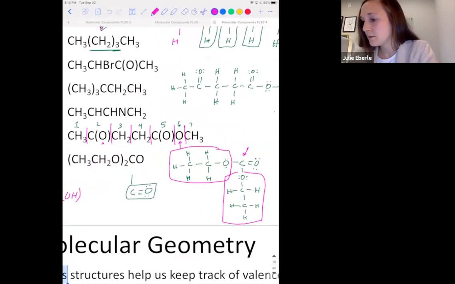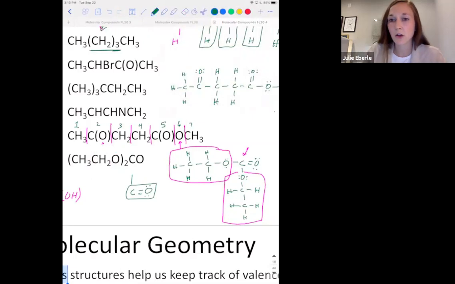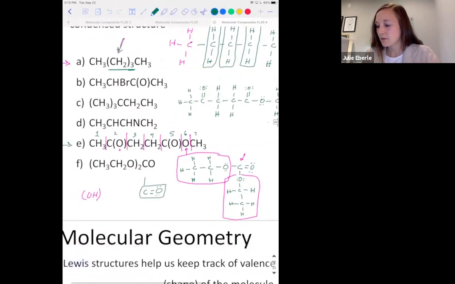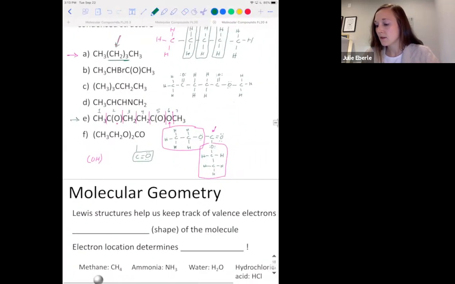Okay, any other questions on these structures? Again, try B, C, and D for yourself. All right, so we're going to move on. That's the end of condensed structures, and now let's talk about geometry.